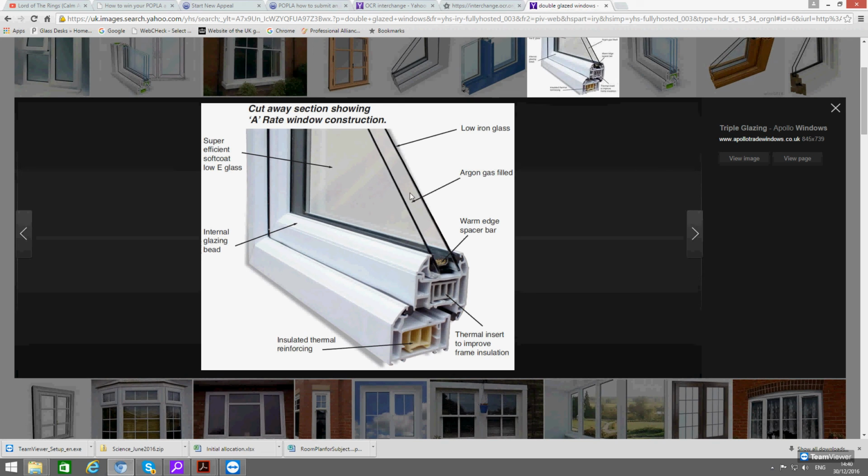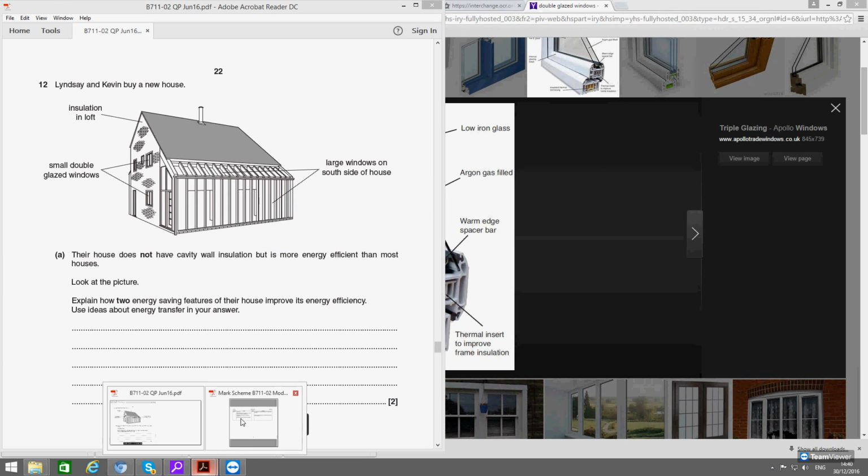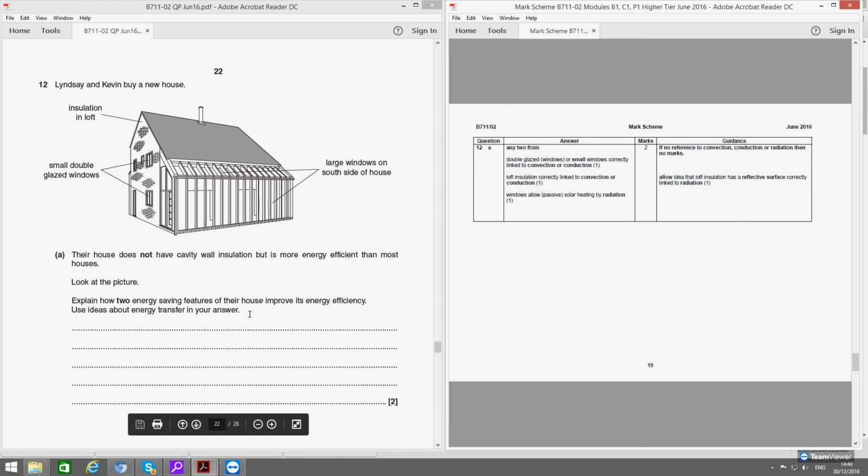And in the middle of that, you will either have gas, or no gas at all, in which case you've created a vacuum. Now, if you create a vacuum, ladies and gentlemen, you've taken out all the air particles. If you've taken out all the air particles, no convection currents can form, and as a result of that, by the way, focus on that word convection current, you won't lose heat. So double glazed windows are correctly linked to convection. Do you see that?